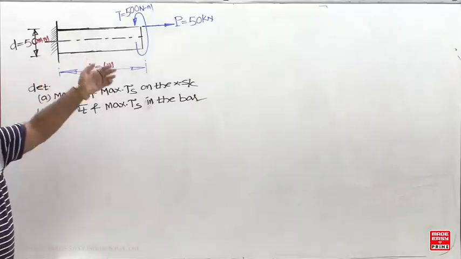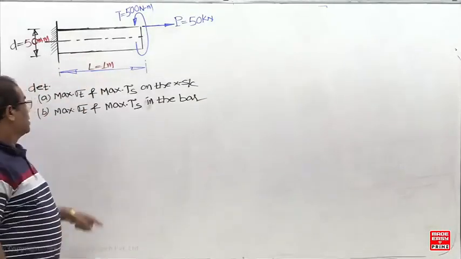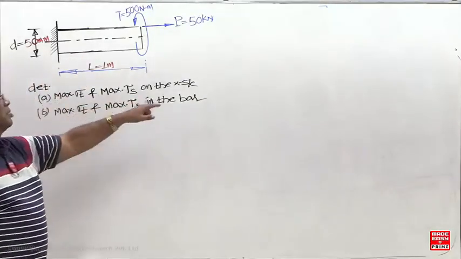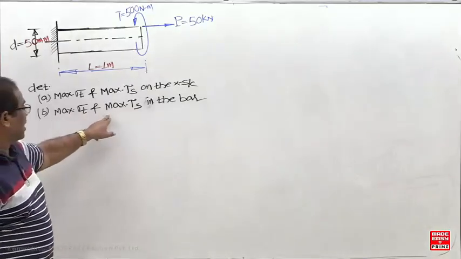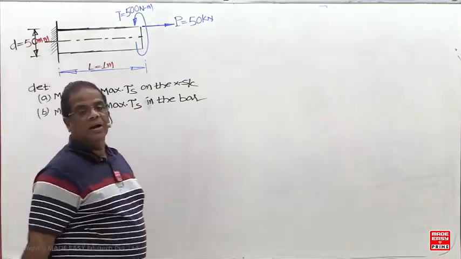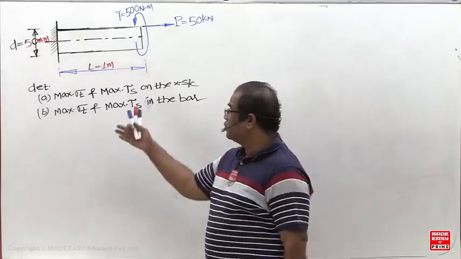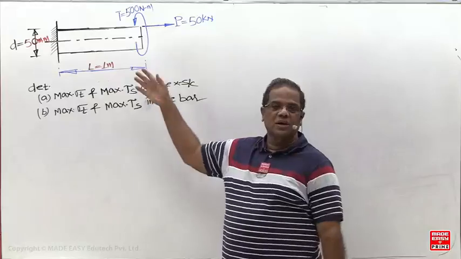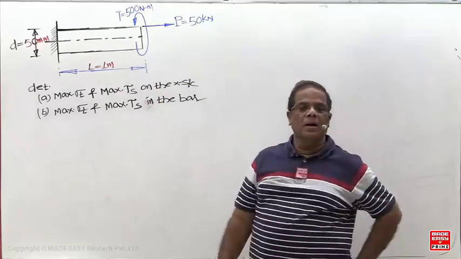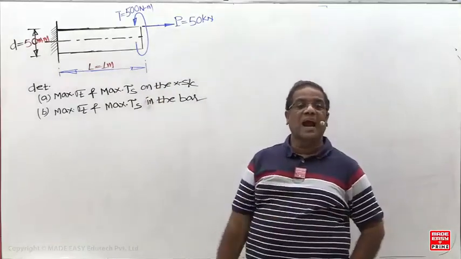So what is this now? Determine maximum tensile and maximum shear stress on the cross section. Determine maximum tensile and maximum shear stress in the bar. First question is easy. What are the maximum tensiles on the cross section? On the cross section means what now? How many normal stresses are there? Axial and bending.